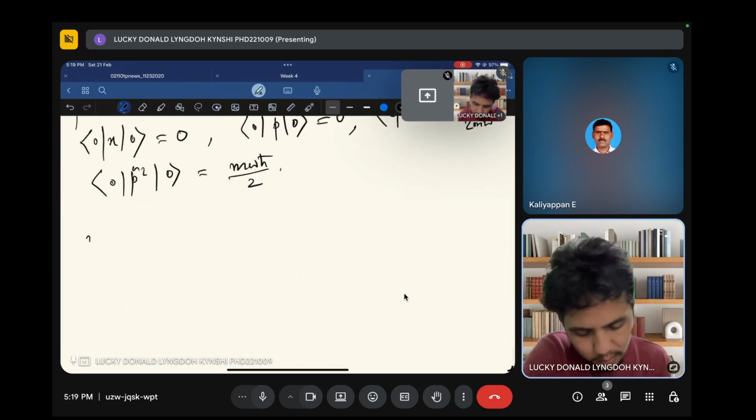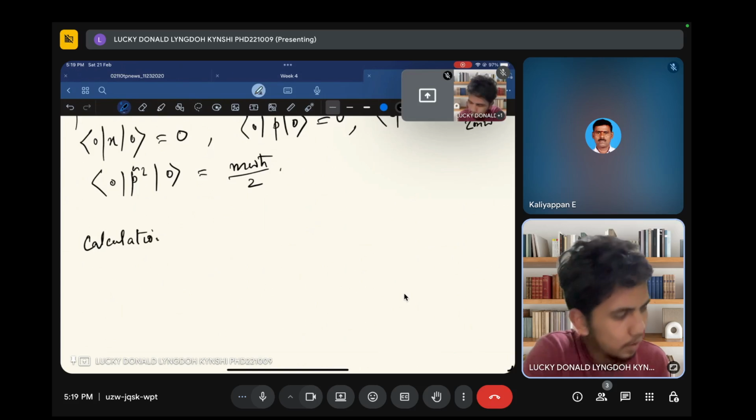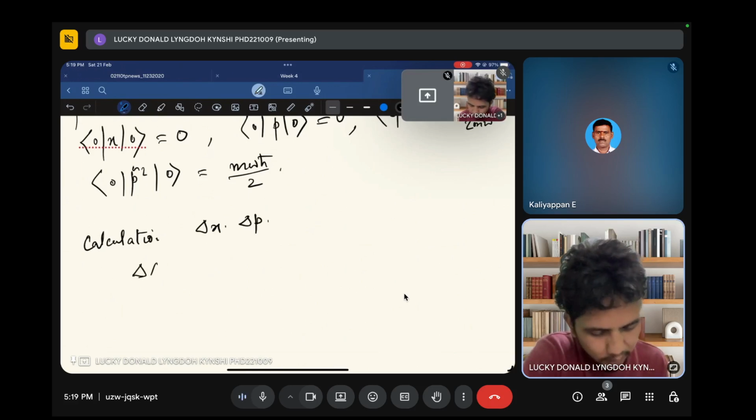Now another set of questions asks you to calculate the uncertainty del x and del p. Okay, so it is given that in general form, del a is equal to the square root of the expectation of a square minus the square of the expectation value of a.